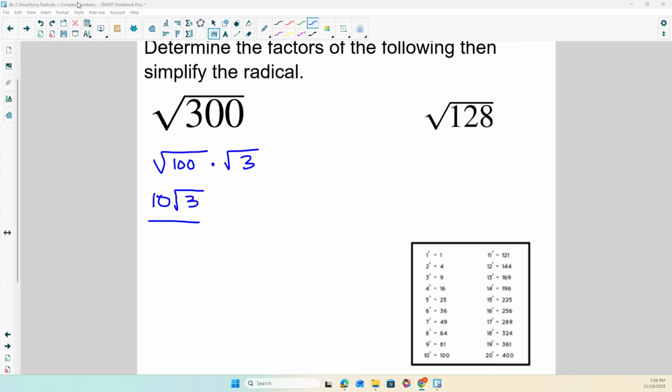All right, pause the video and try this example. See if you can figure out how to simplify the square root of 128.